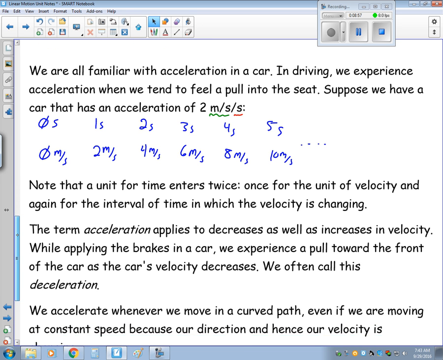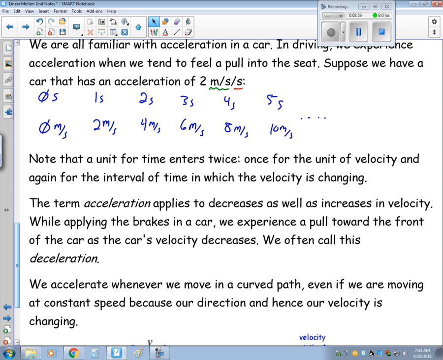Now notice that the unit for time enters twice, once for the unit of velocity and once for the unit of time. So we can use any unit of velocity. We can say miles per hour per second, kilometers per hour per hour. If the two units of time are the same, sometimes we write it as meters per second squared. And meters per second squared is the same thing as meters per second per second. So any of those units are acceptable.